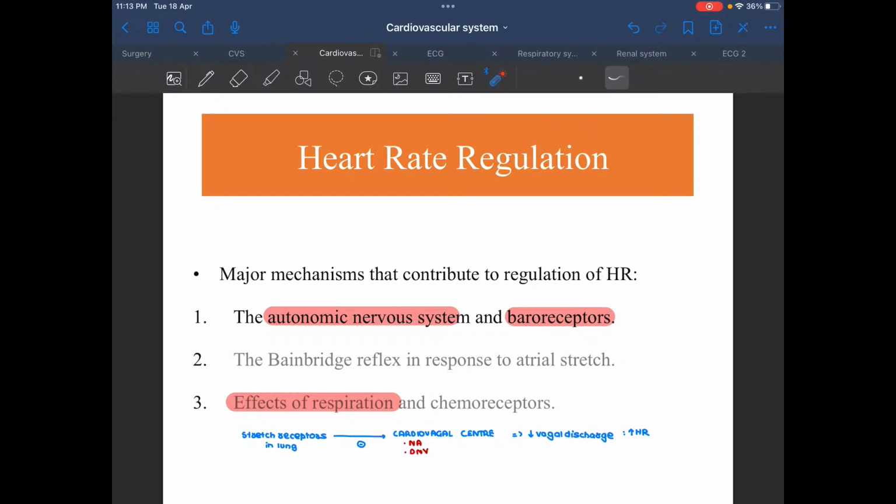How, you might ask? Whenever we're going to have inspiration, the stretch receptors in the lung get stimulated because they're undergoing stretch, inspiration हो रहा है.